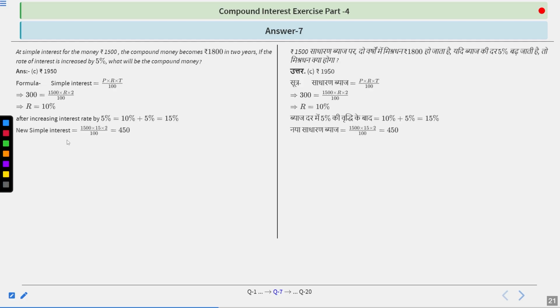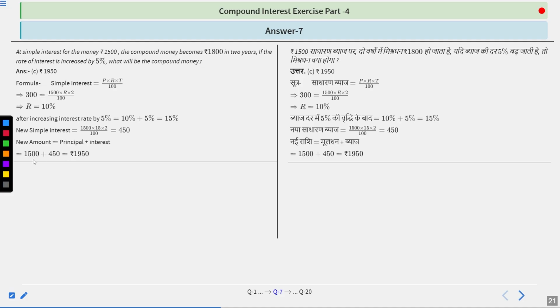So new simple interest is then going to be 1500 into 15 into 2 upon 100, that is rupees 450. So the new amount is going to be principal plus interest, that is 1500 was principal and new interest is 450. So 1500 plus 450, that is rupees 1950 is the correct answer. Option number C is correct.